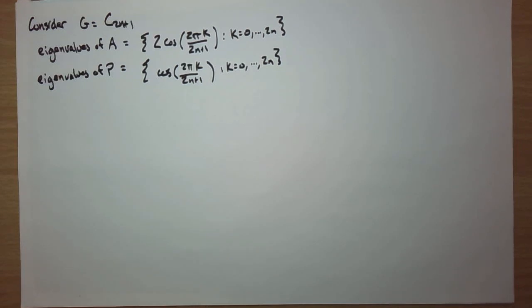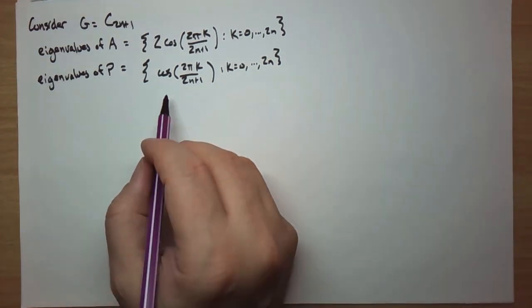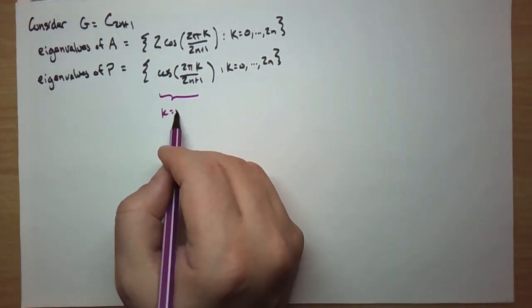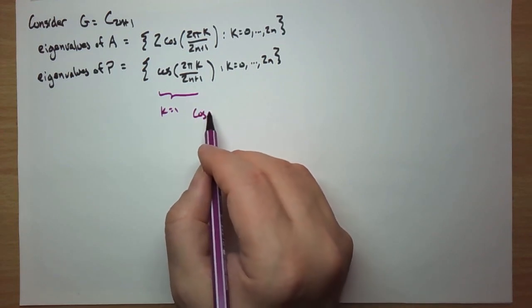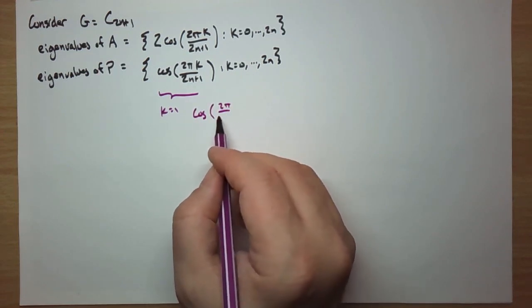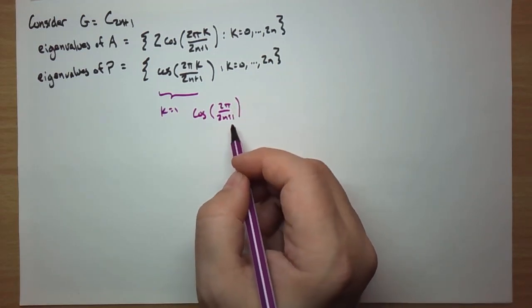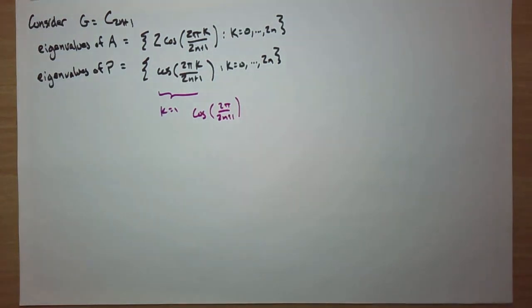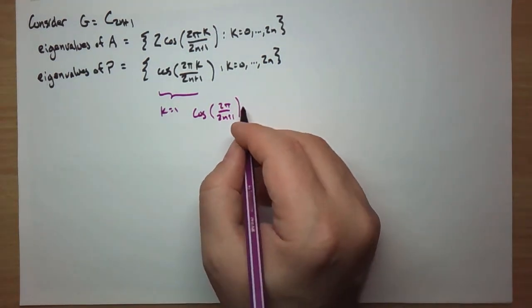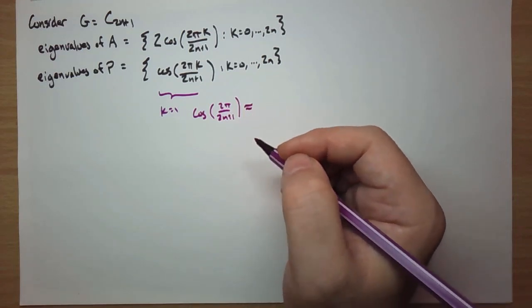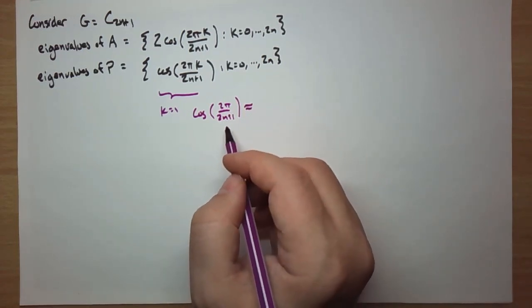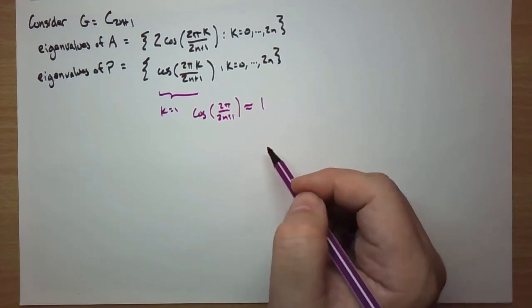And the punchline here, well, if you look at k equals 1, so you have cosine of 2 pi over 2n plus 1. In terms of n, what can we say about this eigenvalue? What is it like in terms of n, approximately? Well, okay, we can do a numerical approximation. Cosine of, this is close to 0. So, okay, it's about 1.